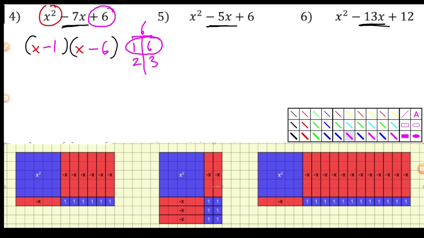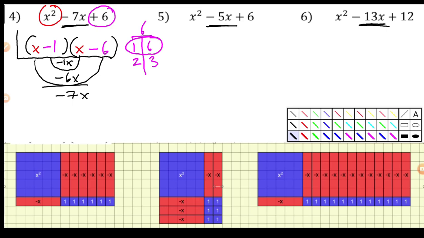And let's check our work. Let's check to make sure that we got this correct. So again, we'll do my inners, which is negative 1x, and my outers, which multiply together to give me negative 6x. And when you add those up, you get negative 7x. So perfect. The factors for this problem are x subtract 1 and x subtract 6. Not too bad. These are my favorite problems. I love factoring. All right, let's try the next one.